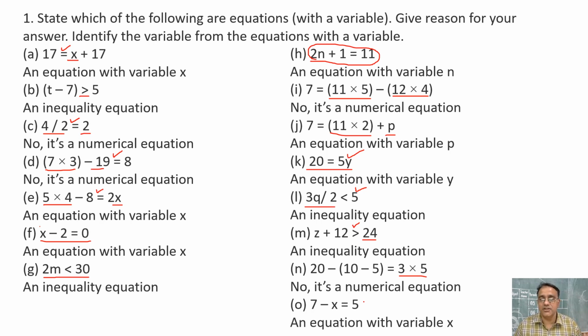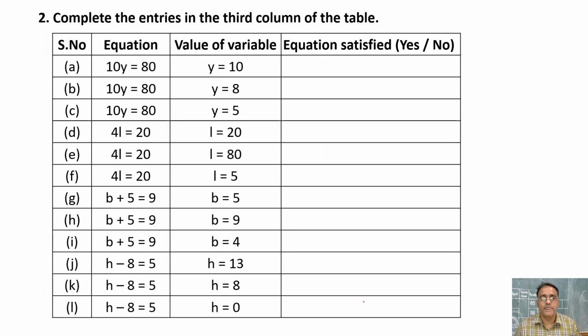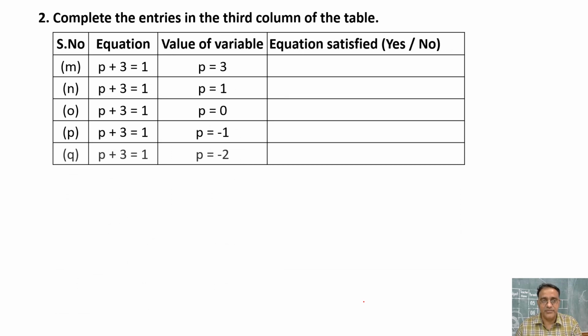So this is question number 1. Now we are moving toward question number 2. Complete the entries in the third column of the table. इक्वेशन सेटिस्फाइड yes और no we have to write. ठीक है, हम लोग अलग अलग सॉल्व करेंगे सभी क्वेश्चंस. So this is the first page, this is the second page. ठीक है, total a से लेकर q तक है. So we are going to start from a.